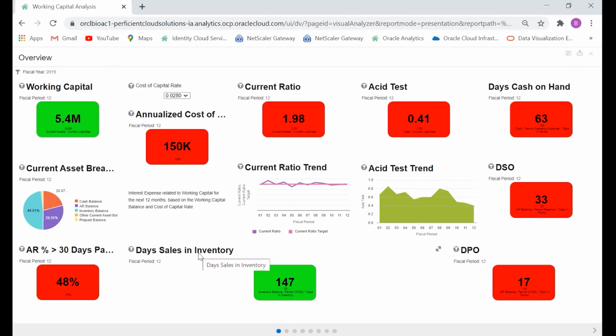The first page of this application's dashboard provides a quick summary of key working capital metrics using a combination of tiles and charts. Where applicable, these tiles use conditional formatting to quickly identify those metrics that are over or under plan. Additionally, this page utilizes a custom visualization allowing the user to perform quick sensitivity analysis on the impact of cost of capital rate changes on the projected interest cost of the working capital investment.